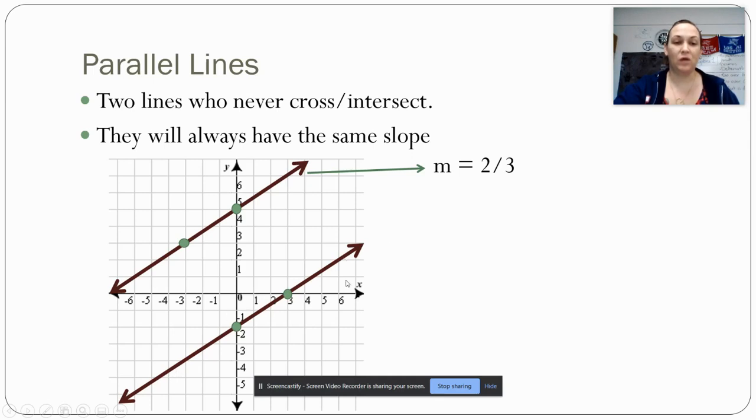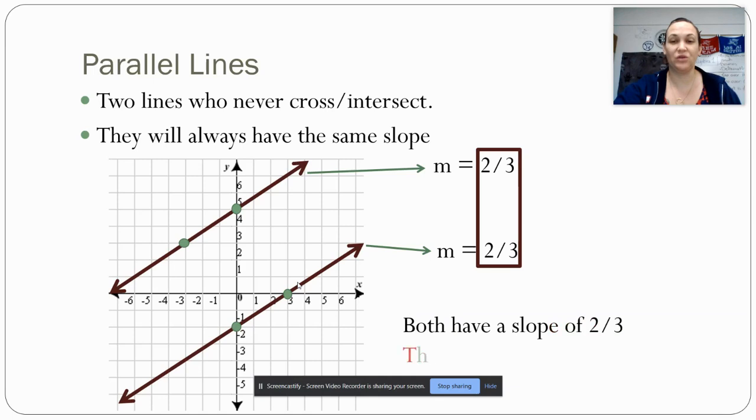Looking at my bottom line, I have my two dots, and my rise and my run. I'm going to rise positive 2 and also run positive 3. Now that I have proven that both of these lines have a slope of 2/3, I can now say for sure, without a shadow of a doubt, that these lines are definitely parallel.